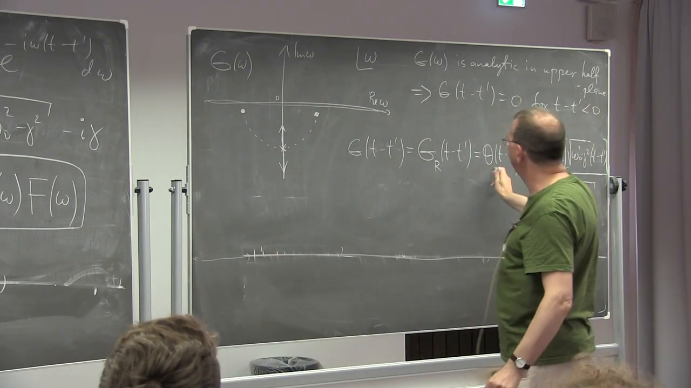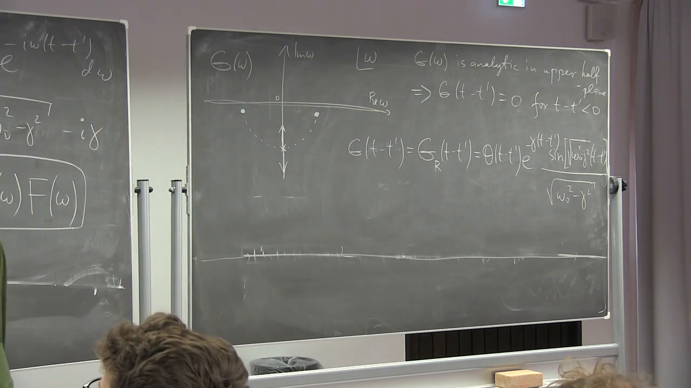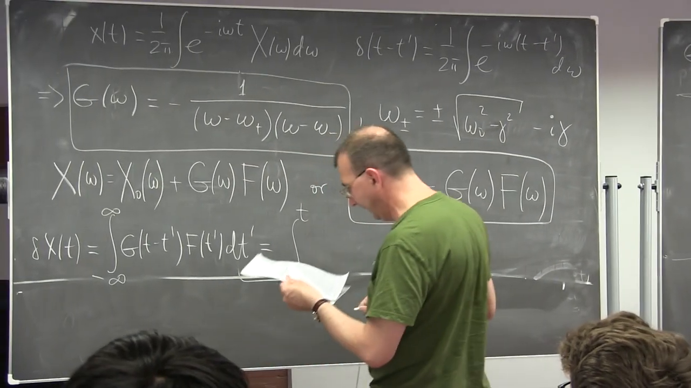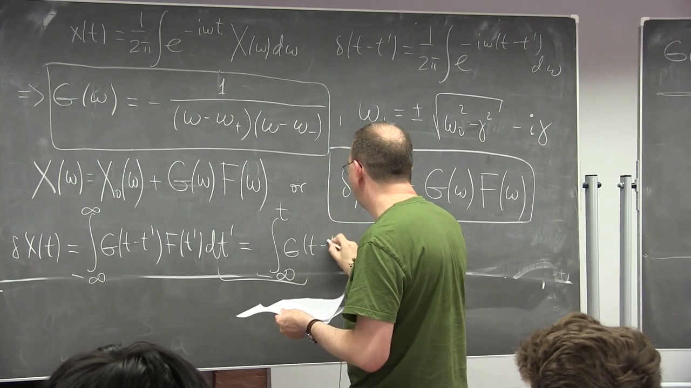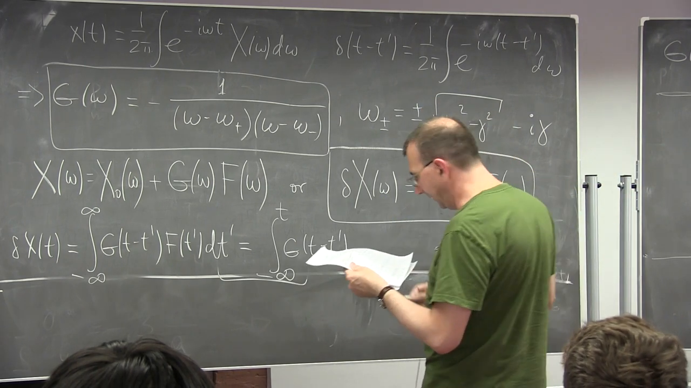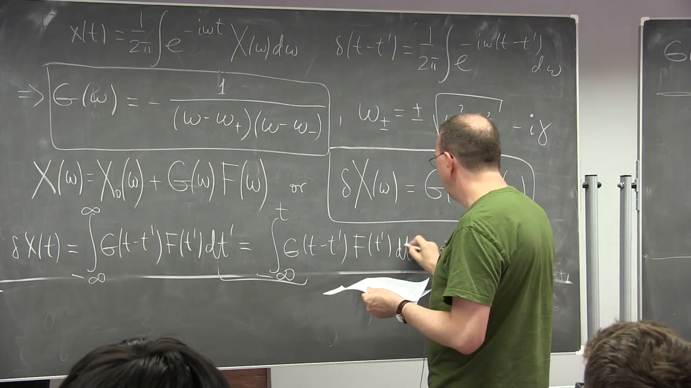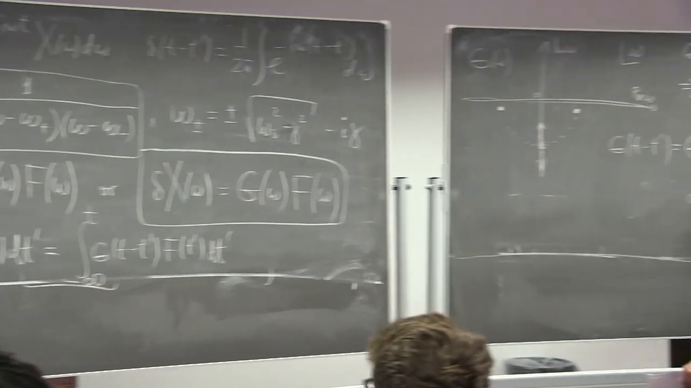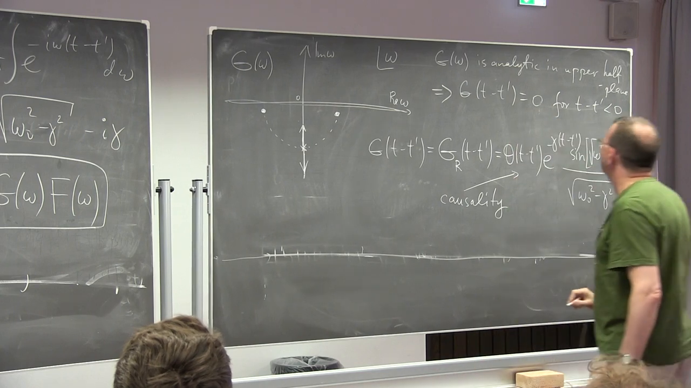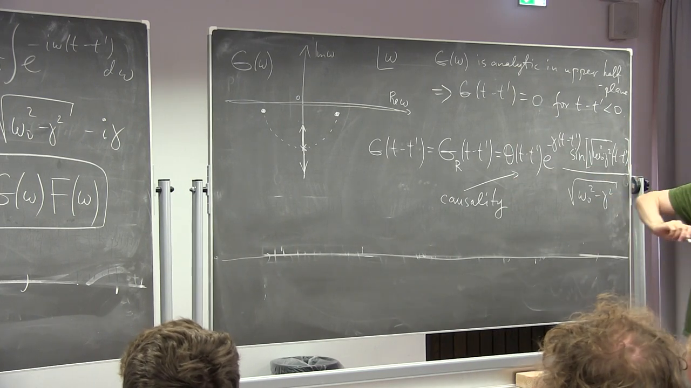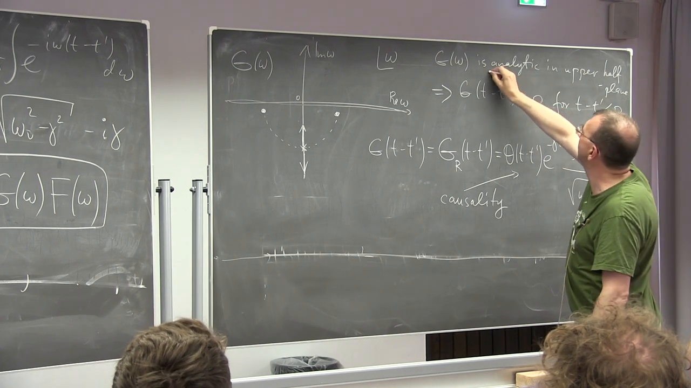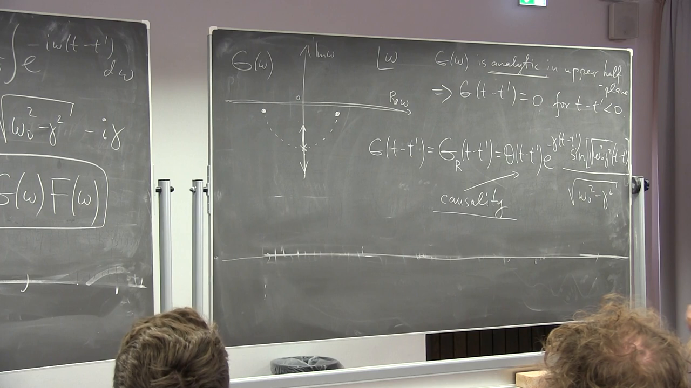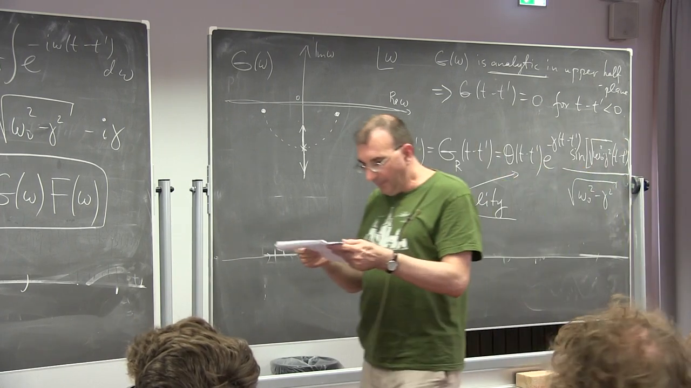So this is the reason the theta function appears here, and therefore this integral is actually the integral from minus infinity, not to plus infinity, but only to t. So g of t minus t prime, with the theta function taking care of this, f of t prime dt prime. If you want, this is causality showing up implicitly in the Green's function. And I want you to notice that there are two notions here, analyticity in Fourier space and causality. These things are related. It's not an accident. This is a rather generic situation. So fine, this is a retarded Green's function.